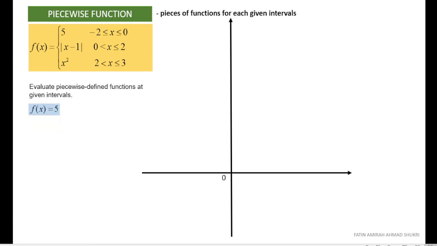Okay, bila you nak sketch graph of piecewise functions ni, you kena tahu dulu dia punya subdomain, you kena take note of the subdomain, very important. So kita tengok yang pertama, f(x) equal to 5. So the subdomain is between negative 2 and 0 inclusive. So how we sketch it? So you have here negative 2 and 0. Okay, negative 2 and 0. Maksudnya graph tu within this interval sahaja.